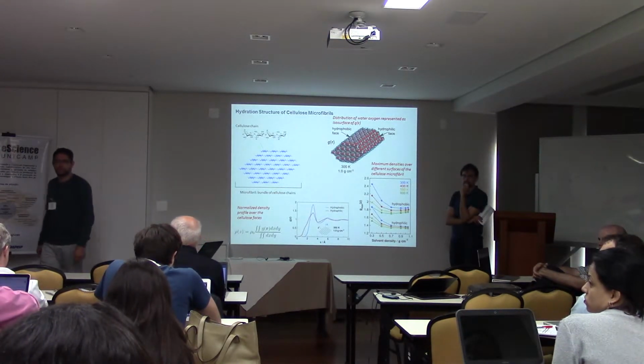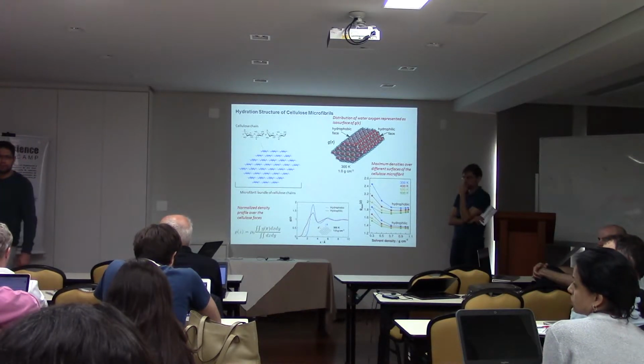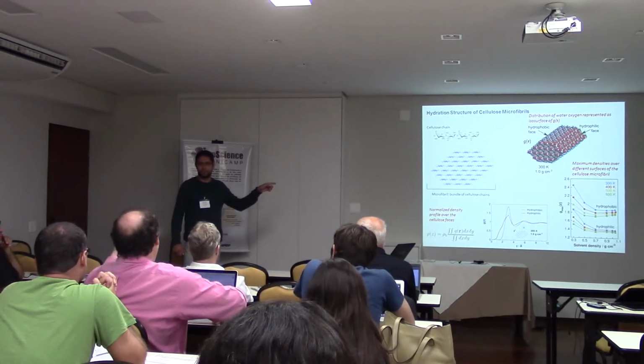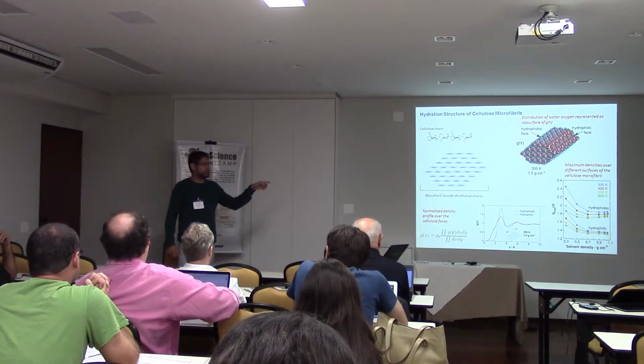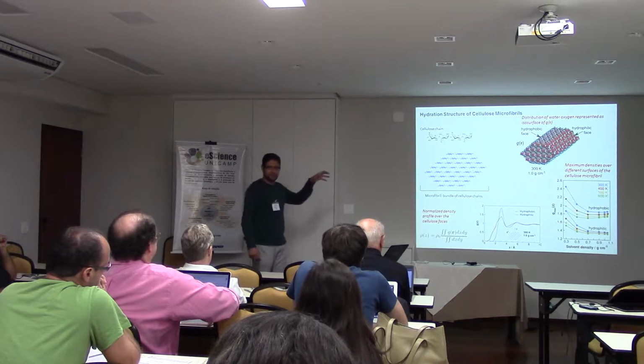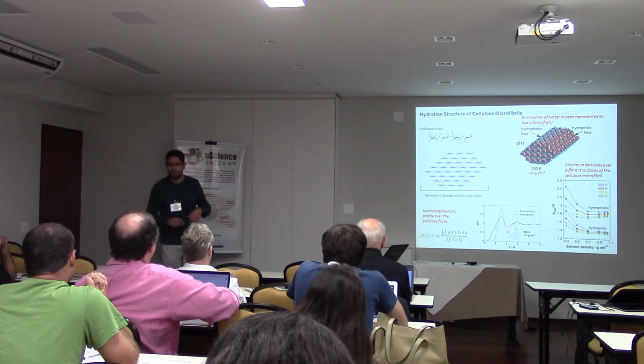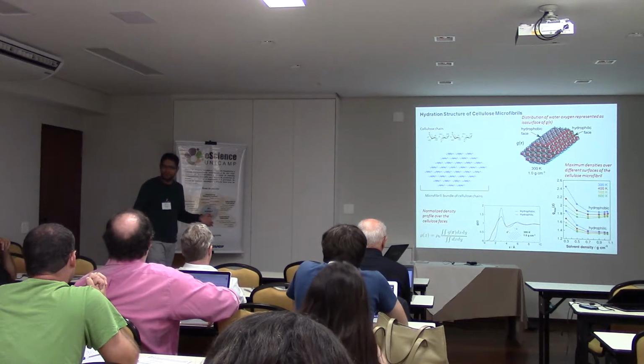What is the typical bundle size? The size of the fiber? The real one and yours? Mine is 16 glucose units, and the real one is over 1,000.